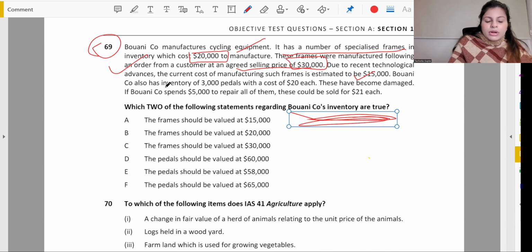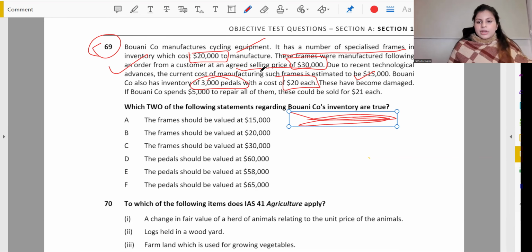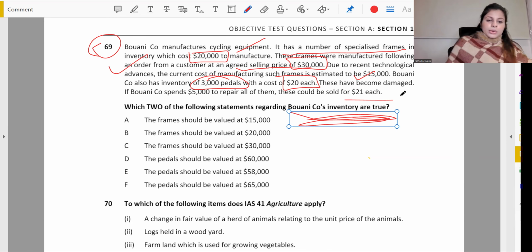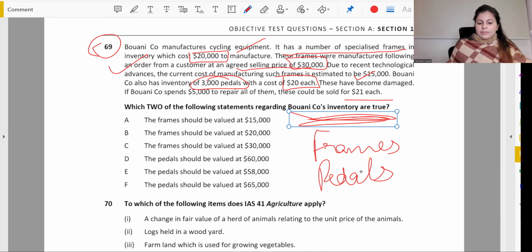Boyne also has inventory of 3,000 pedals with a cost of 20 each. These have become damaged. If Boyne spends 5,000 to repair all of them, they could be sold for 21 each. So there are two things: we have to talk about frames and we have to talk about pedals. First, let us talk about frames. At what amount should I keep my frames?